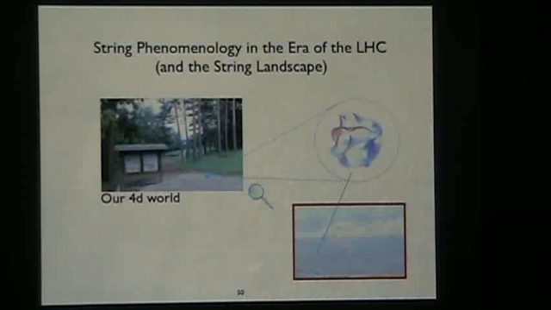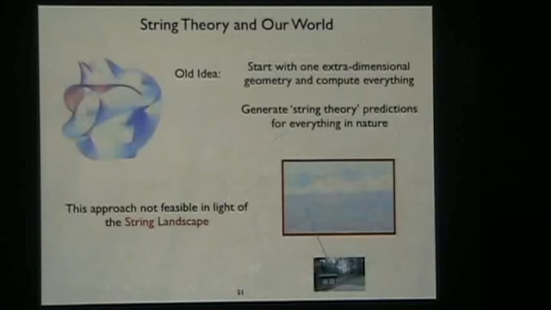So we're faced with this problem that string theory describes our world but has extra dimensions, and there's many, many choices for what those extra dimensions are. So, the old idea was that we would start with one choice of the extra dimensional geometry and compute everything. And with that choice, that extra dimensional geometry would describe our world. We generate string theory predictions for everything in nature, and we have that theory of everything in nature that everybody wanted.